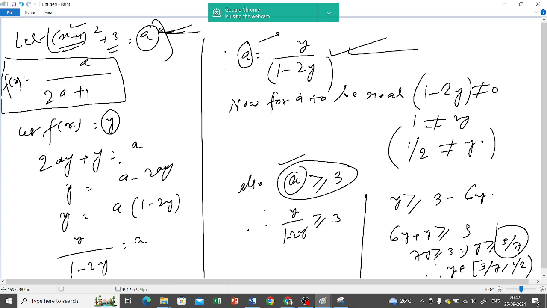That means what is the range of y? What are the different values of y that I am getting? Y has to lie between 3 by 7 closed interval, comma half. What is half? Half is the open interval, right? Why open interval? Because it has been clearly stated that y cannot be half, so that means not touching half but just before that. Do you understand?